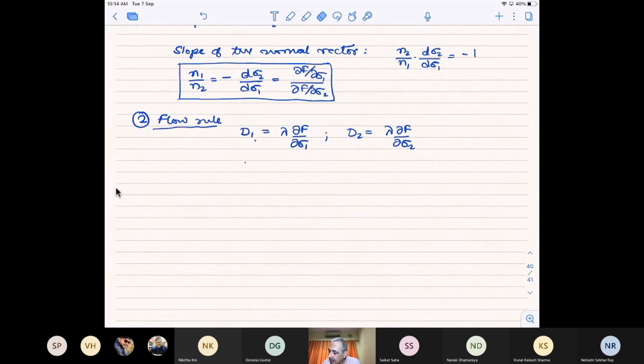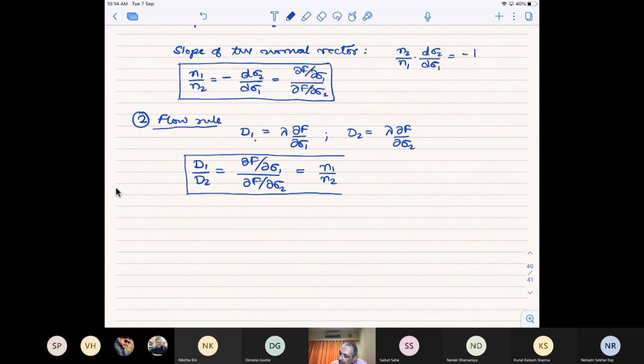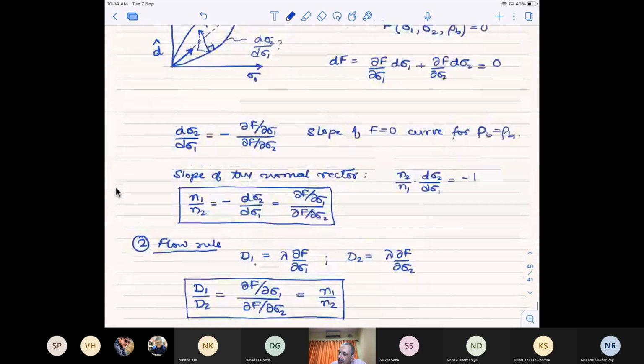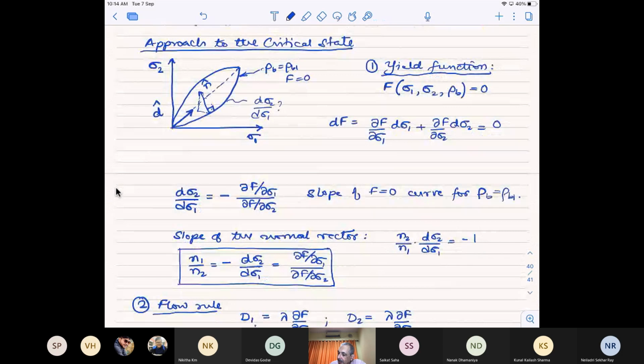So now you can clearly see that I can relate d1 by d2 to the ratio of those two. So this eliminates lambda, and this essentially tells us that the components of the normal vector n1 and n2 are directly related to the principal components d1 and d2. So this is another important result. The rate of deformation components are directly related to the components of the normal vector.